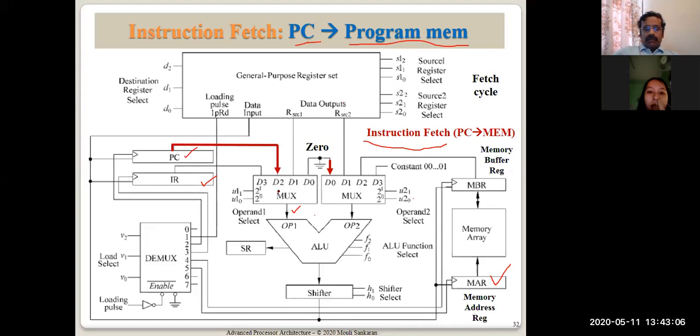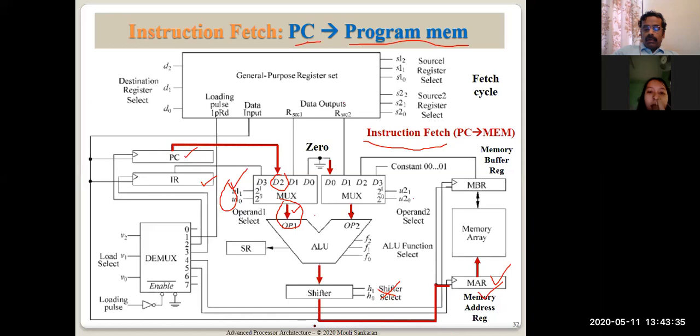So we have the PC content coming here, and we choose this particular input using this control signal, and 0 is fed here so that this is not disturbed. The content of the PC is not modified, and no shifting operation happens. So the actual address of the program is brought into the memory address register.